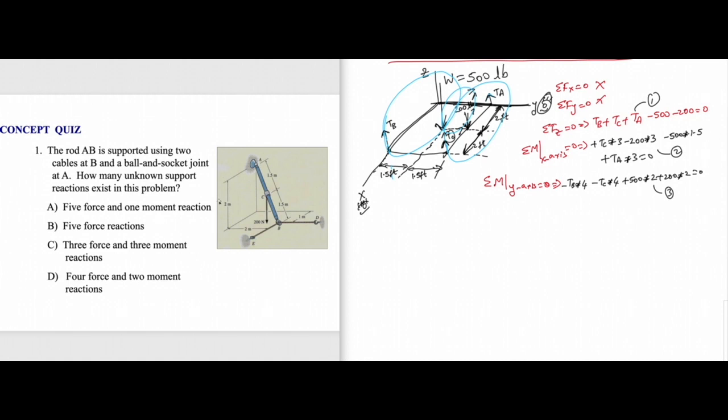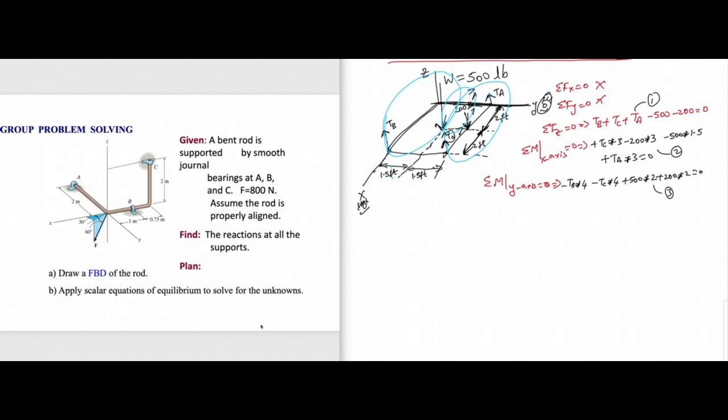So no moment reactions, but because translations are prevented, you have Fx, Fy, Fz at A. That means you have three reactions at A, and two ropes, so you have two reactions. That means you have five force reactions. That means the answer should be B. So let's solve this problem.